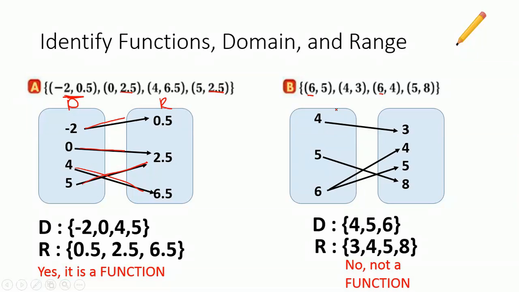Now, notice, it's not a function. Why? 6 has 2 arrows coming off of it, AKA 6 is the water button, and I'm getting a green tea or a water when it comes out. That is a good way to notice. Another way to look at it is if I have the same x value but 2 different y values, I don't have a function.